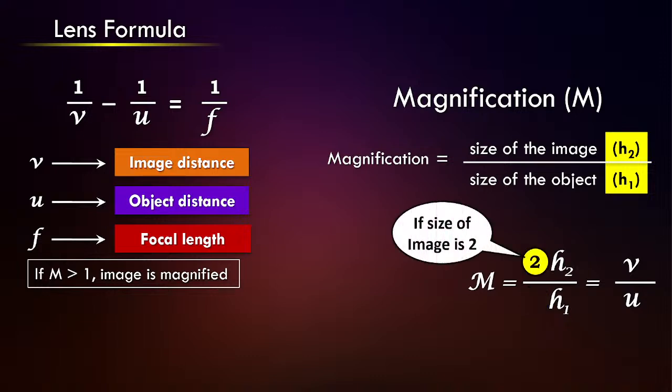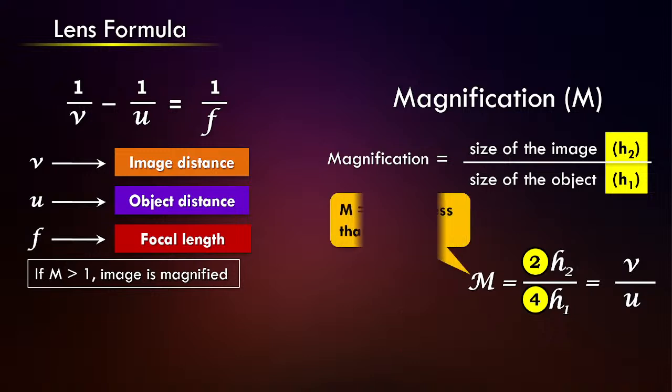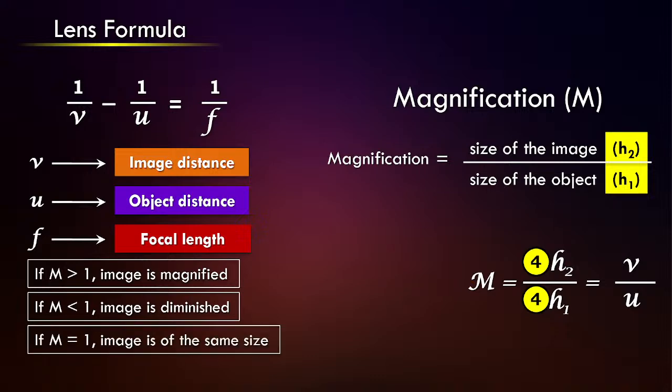Okay, next, if the size of the image is smaller, imagine m is less than 1. So what happens? The image is diminished. Next, if it is equal to 1, it is of the same size. This logic you should understand. I'll just show you one example.